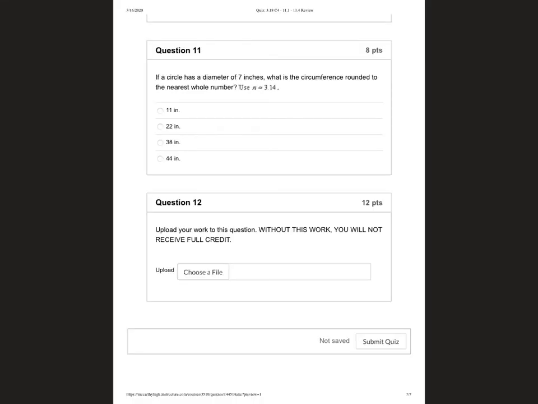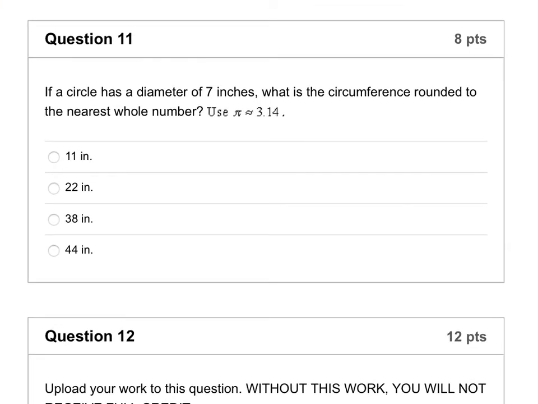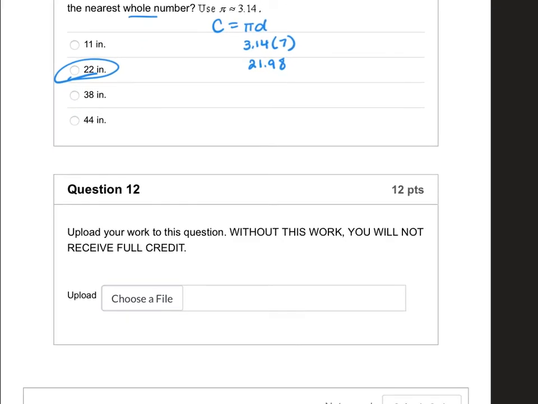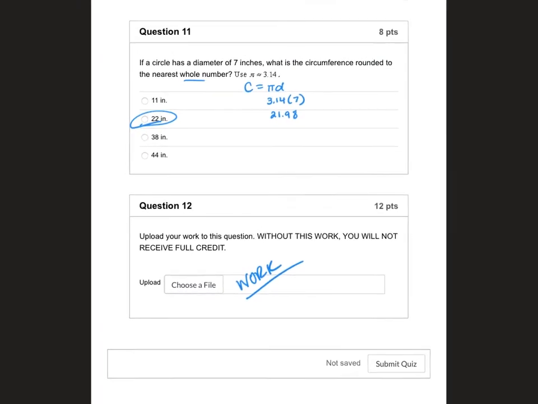Okay, 11. A circle has a diameter of 7 inches. What's the circumference rounded to the nearest whole number if pi is 3.14? So circumference is pi d if you have the diameter. So I would do 3.14 times 7, which is 21.98. Nearest whole number would be 22. And this was just your work, so you had to upload your work to get full credit on that assignment.